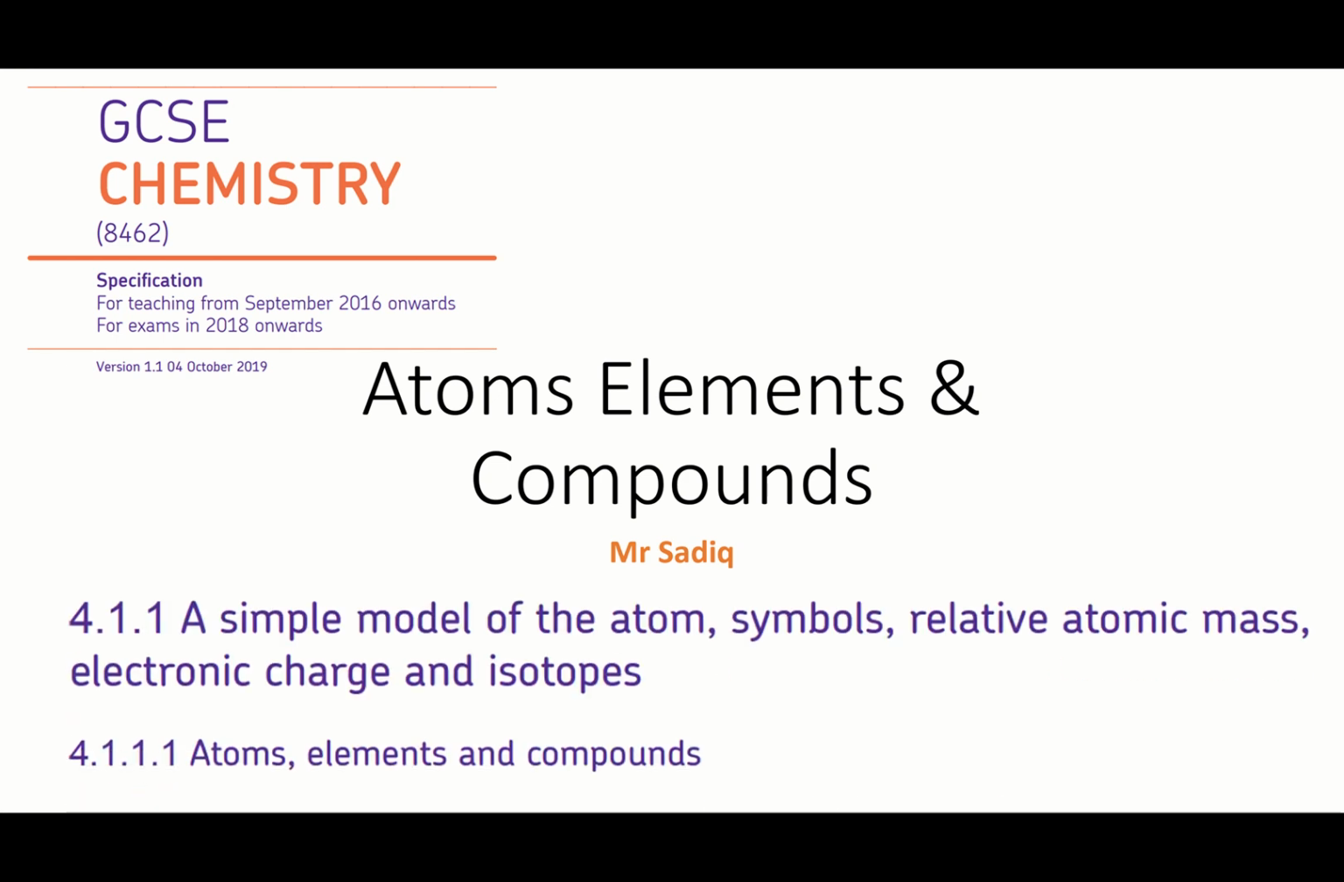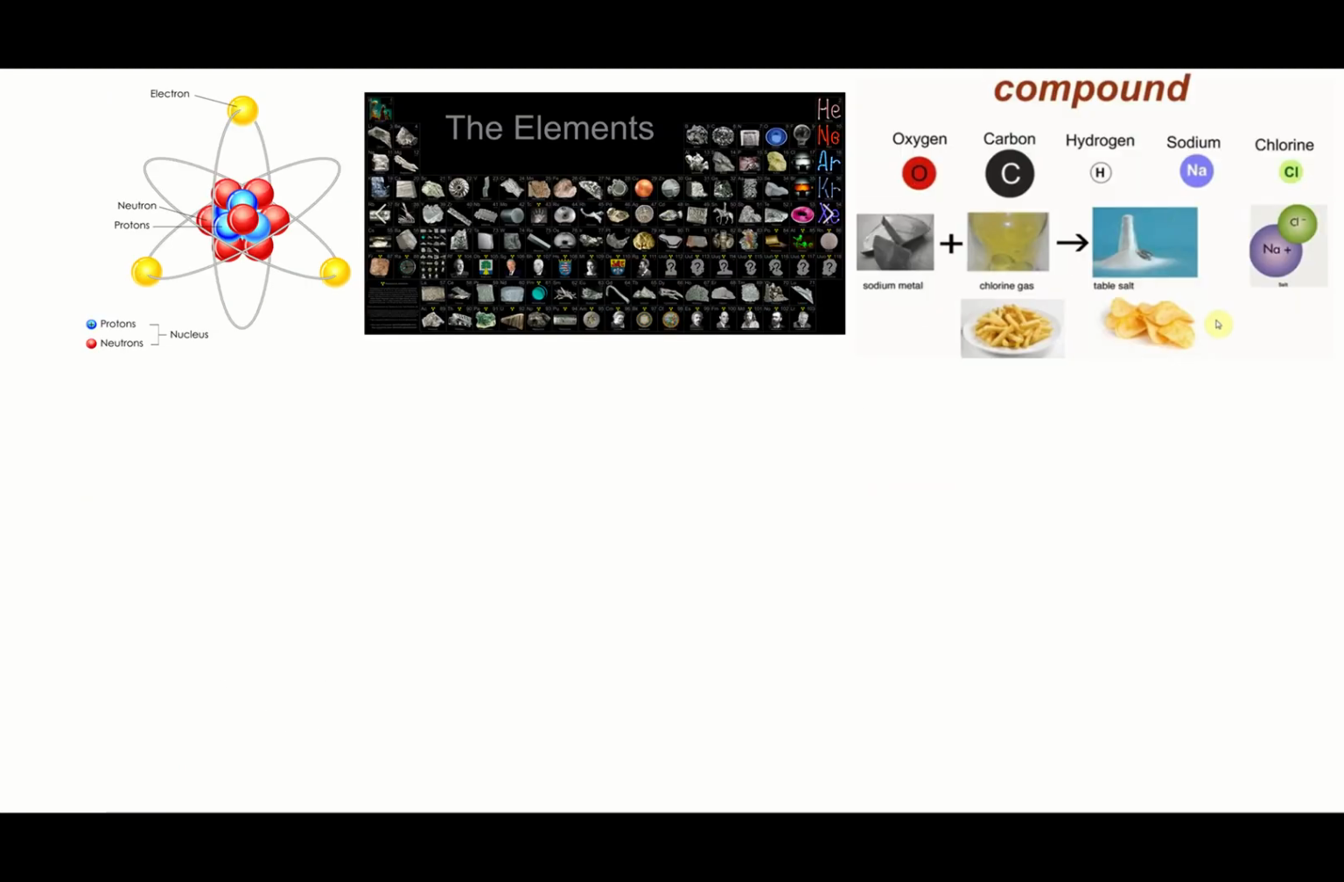So this is the sub specification, so it's 4.1.1, and the first thing we're going to look at is atoms, elements and compounds. So here's an atom, here's some elements, and here's a compound. What is an atom? Here we go. Basic unit of matter. So everything's made of atoms, right?